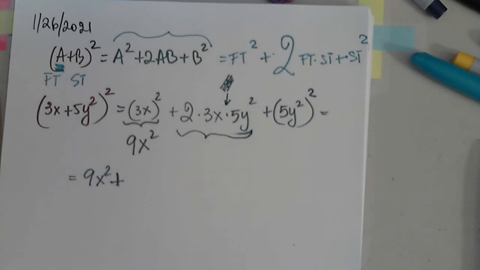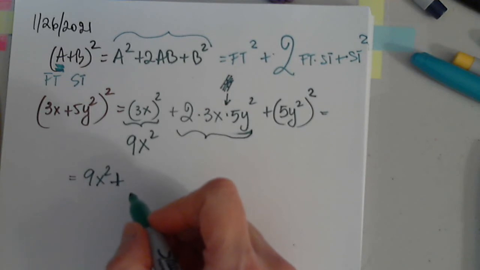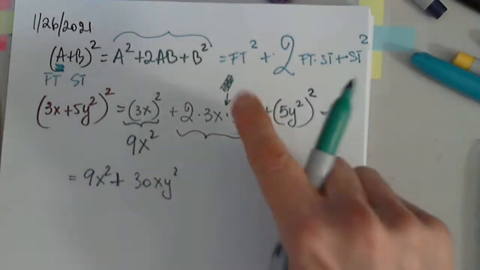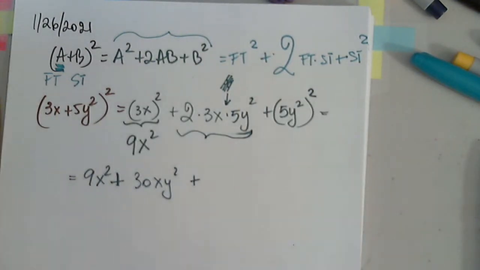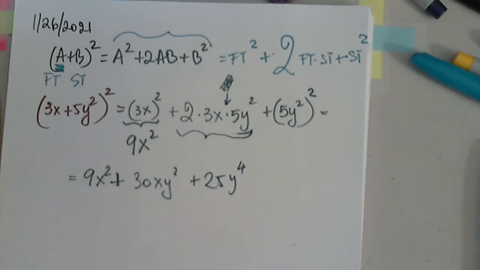Good, so let's multiply. So it's 2 times 3, right, 6 times 5, good, which is? 30. Yes. x times y squared. Excellent, very good. Plus, let's say Gia. Would it be 25y to the fourth? Excellent, very good, well done.